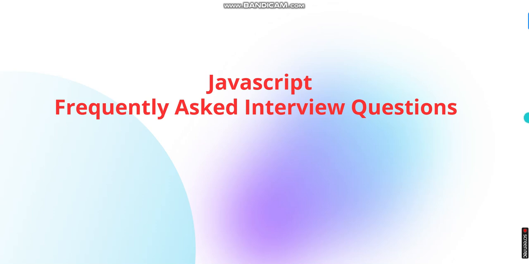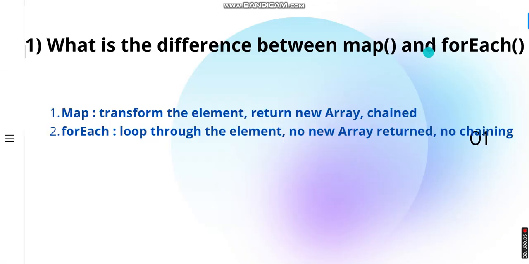So let's begin. First question in this video is what is the difference between map and forEach. Both of these are array methods. There are basically three differences.